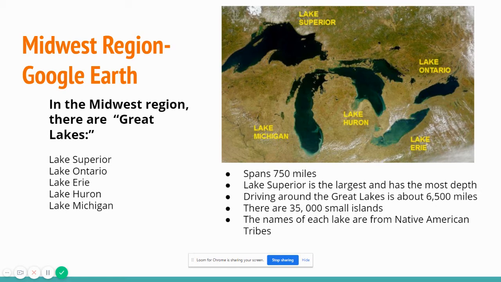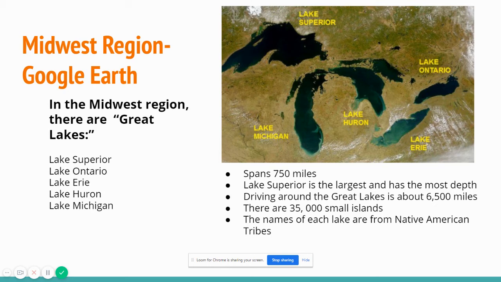However, if you have the opportunity to go to Google Earth, take a look at what are known as the Great Lakes. There are 5 lakes, and these are freshwater lakes. Starting at the top, they are called Lake Superior. Going to the east or to the right, Lake Ontario, Lake Erie, Lake Huron, and Lake Michigan. So these lakes together span about 750 miles. Lake Superior, the most northern of all the lakes, is the largest and the deepest of the lakes. It is also the most dangerous.